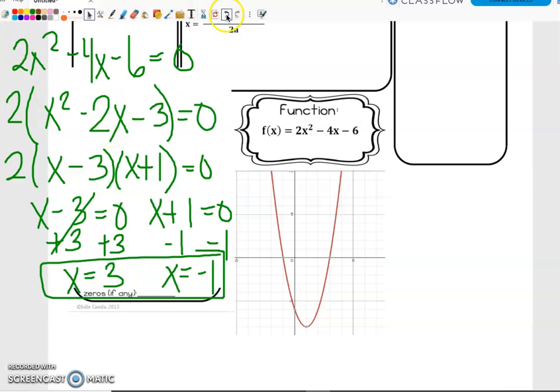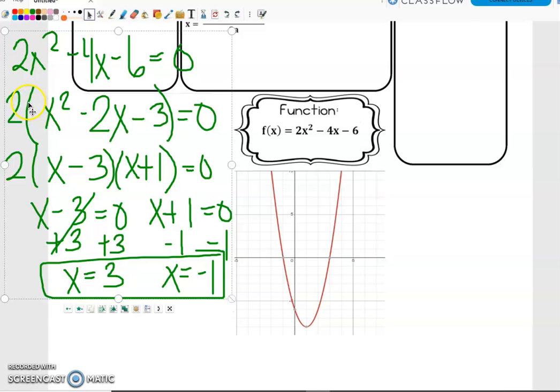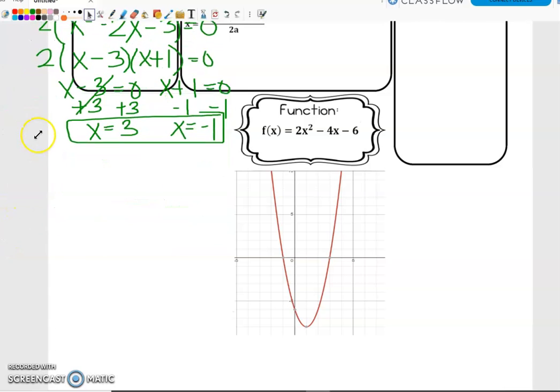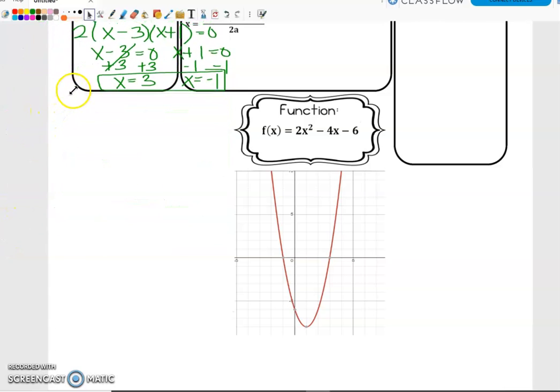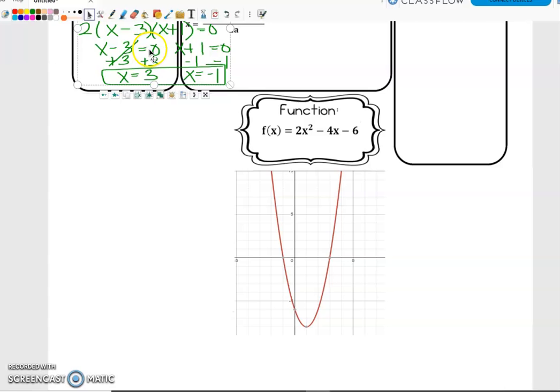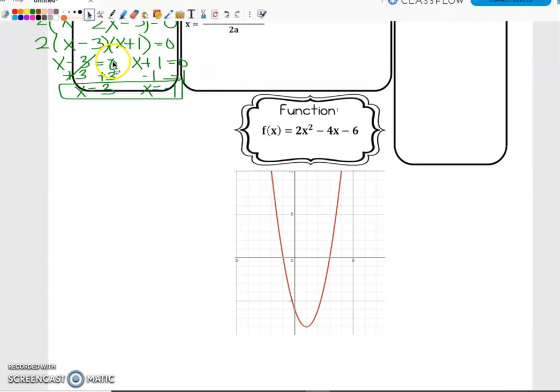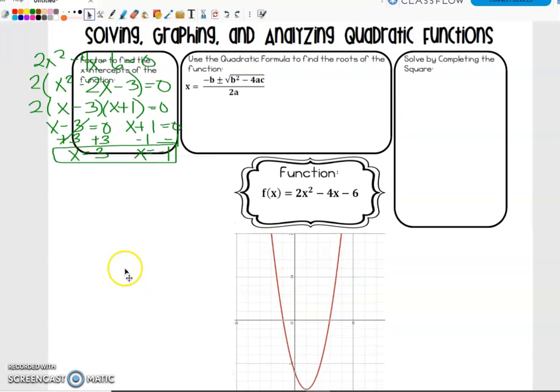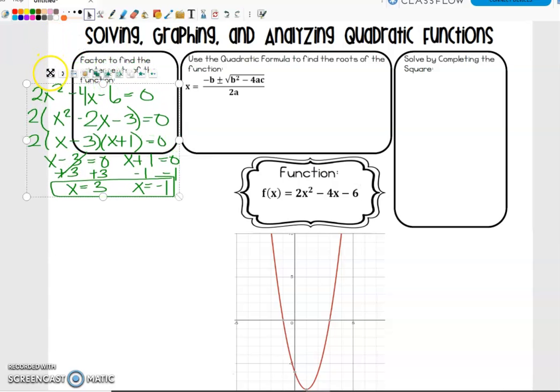So again, let me try to slide this up to give me a little bit more room at the bottom to do some of the other parts that we have. Alright, and so then the next one is quadratic formula. I slid the factoring up just a little bit too far. Alright, quadratic formula.